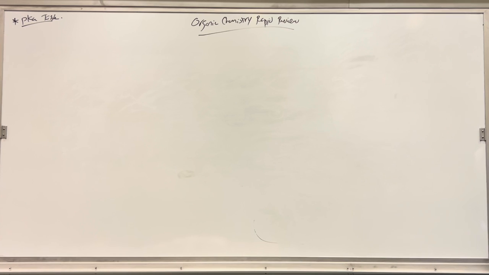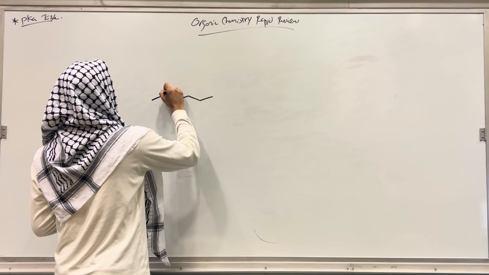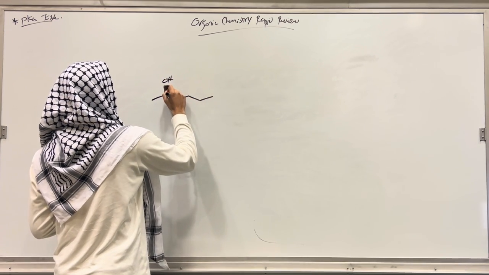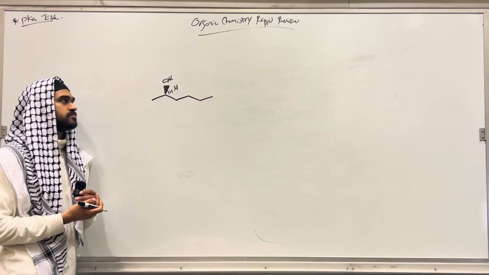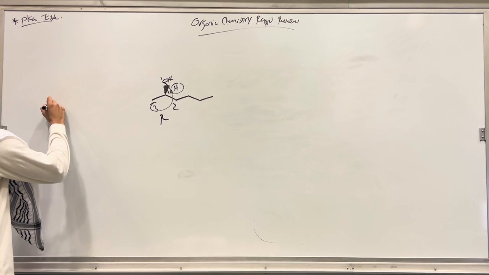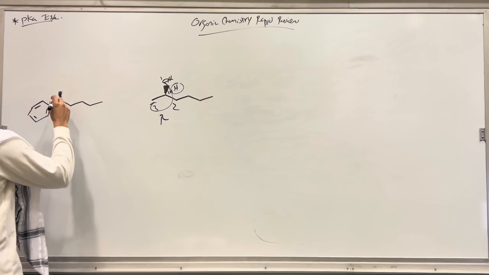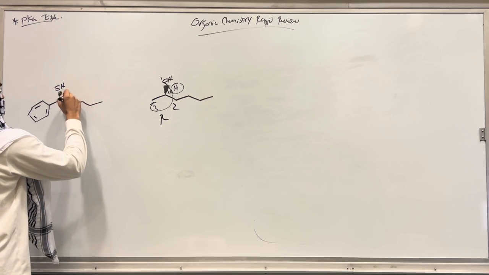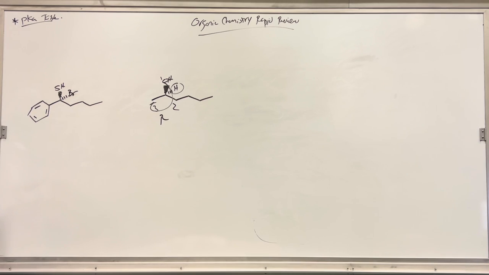That's functional groups, right? Next, big thing here. R or S. R. 1, 2, 3, R. R or S.